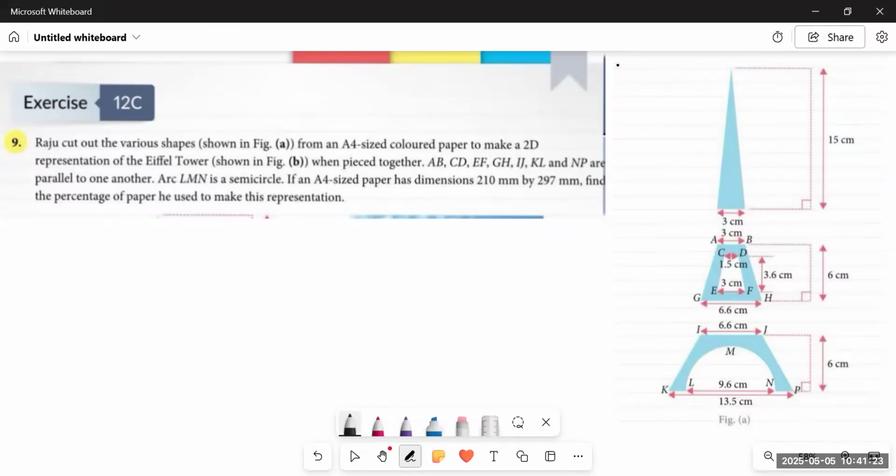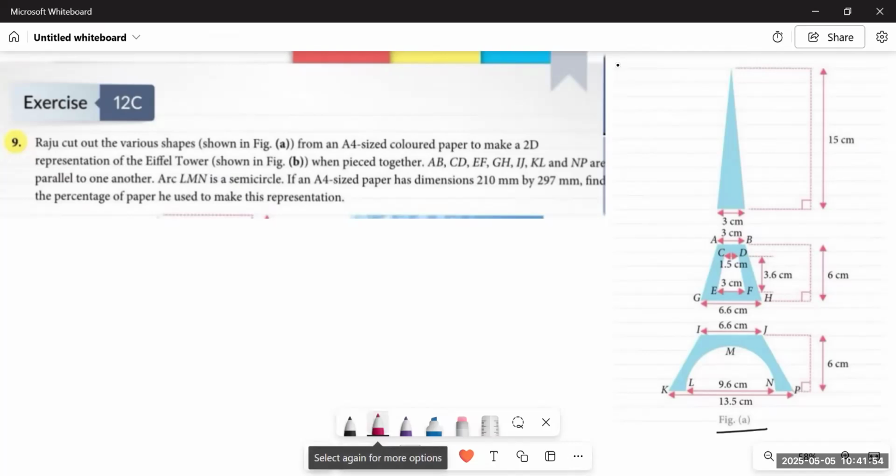In this question, it says Raju cut out the various shapes shown in figure A, from an A4 sized colored paper, to make a 2D representation of the Eiffel Tower. You can see in figure B, there is an Eiffel Tower in your book on page number 331, when pieced together. Now they have provided you with certain shapes like A, B, C, D, E, F, G, H, I, J, K, L, and P, which are all parallel to one another.